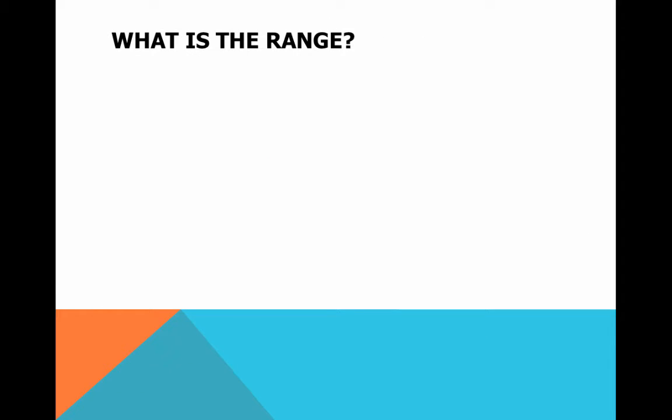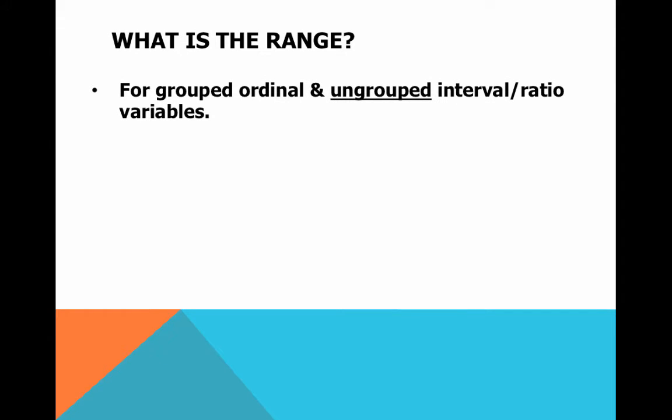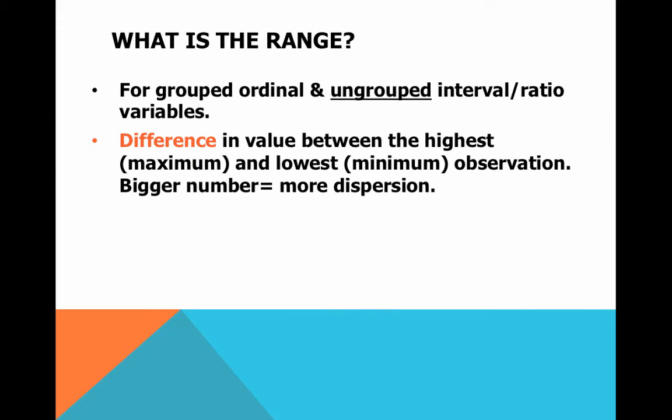Alright, so let's go into our first of our four measures of dispersion, the range. So what is the range? Well, we can use the range for grouped ordinal and also ungrouped interval ratio variables. Although I mentioned at the beginning that we can really only use these for ungrouped interval ratio variables, notice how in here we can use grouped ordinal variables. And we'll talk about how we can really only use those for some types of variables.